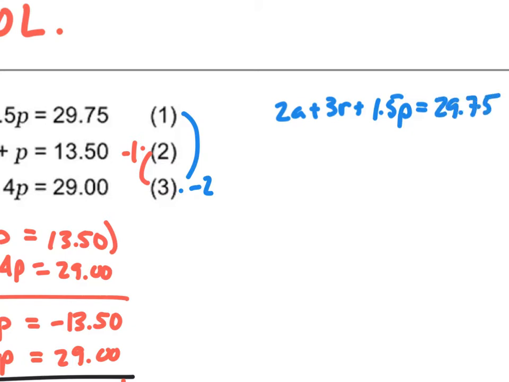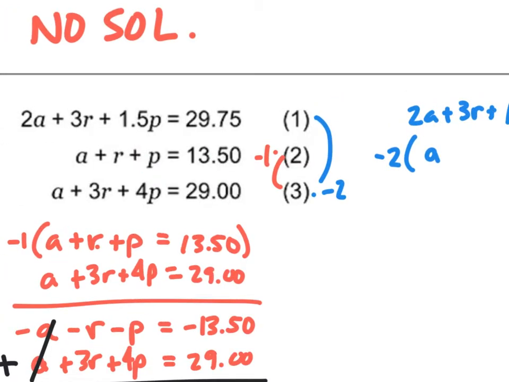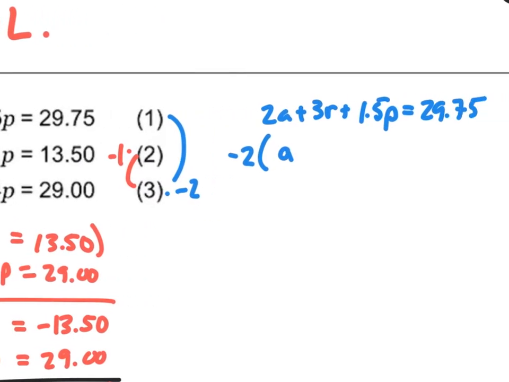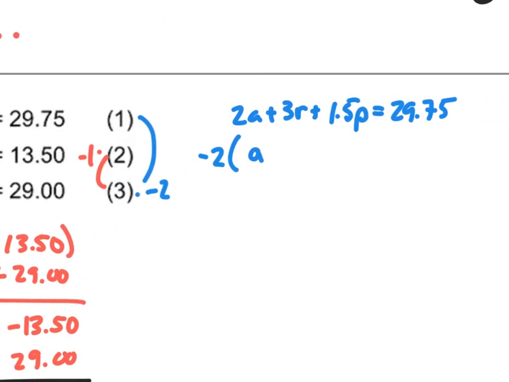Okay, and then I'm going to take negative 2 times A plus 3R plus 4P. It might be easier to just do that to the second one, since it's negative 2, and then it just puts negative 2 on all the variables. Yeah, that's what I'm doing. Yeah, that's what I got there.